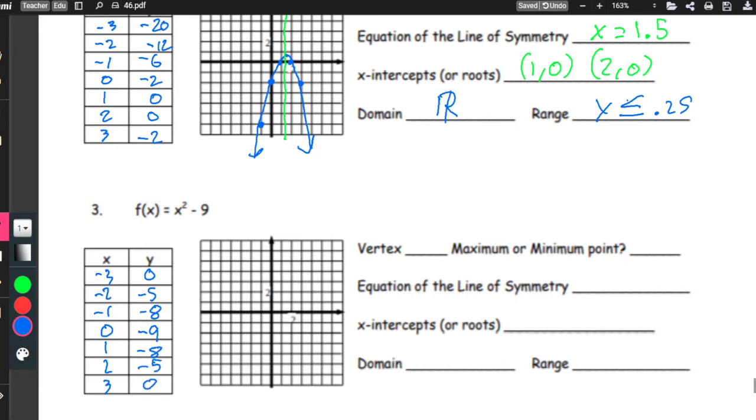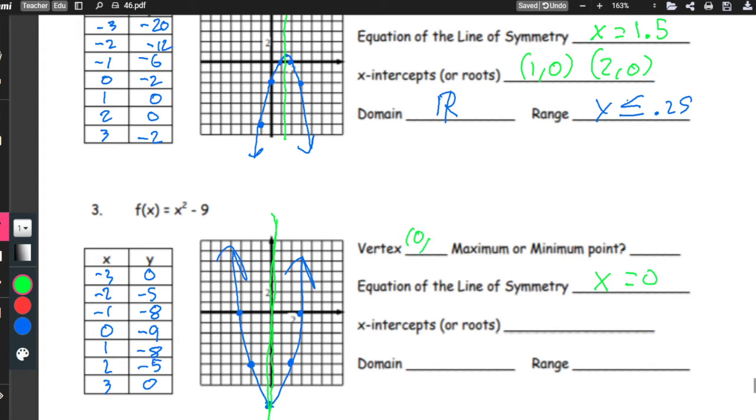And 0. So when we graph this, our vertex is going to be off our page right now. Our zeros are at minus 3, 0 and positive 3, 0. At minus 2, we are at minus 5. Positive 2, we are at minus 5. We have our function. And just like our previous one, our equation of symmetry is that x equals 0.